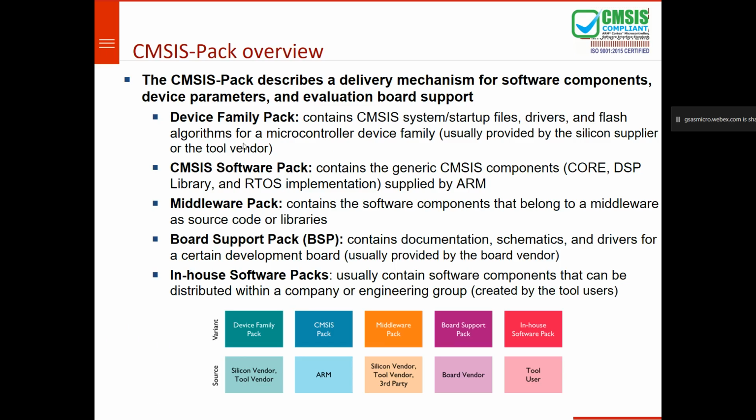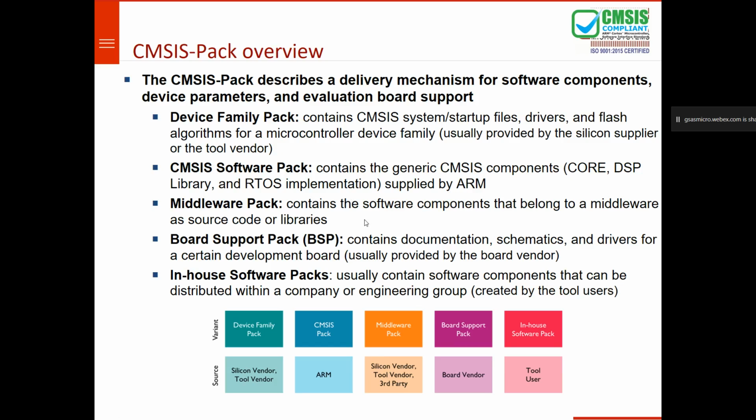Now coming to the CMSIS software pack. This contains all the generic CMSIS components. I showed in the pack installer the generic ARM drivers or ARM packs. Those are the ones which come in the box. So you have core, DSP library, and RTOS, which are all supplied by ARM. Then middleware. The middleware pack contains the components which belong to the middleware. These packs are given in the form of source code or in the form of libraries. In case of MDK, the middleware components are given in the form of libraries.